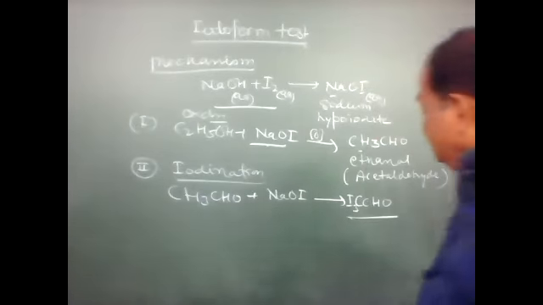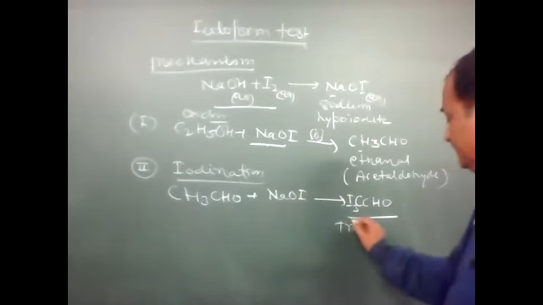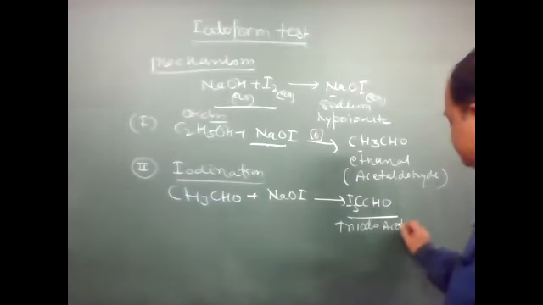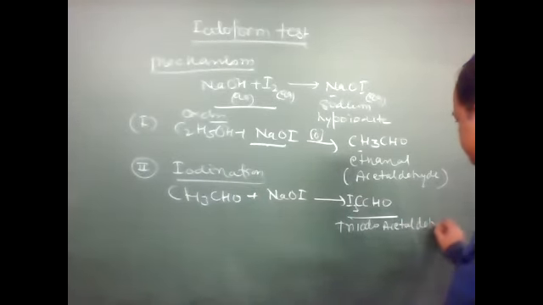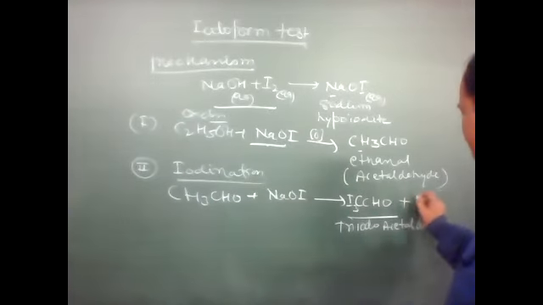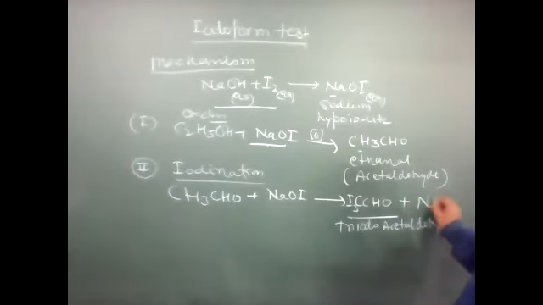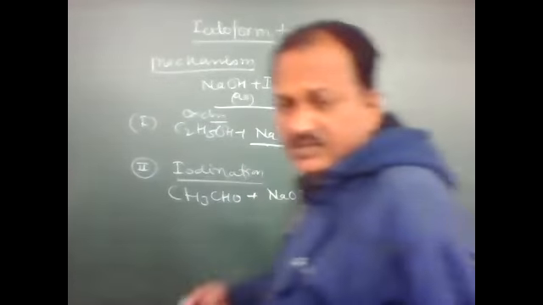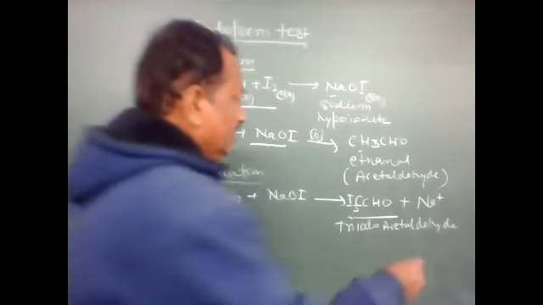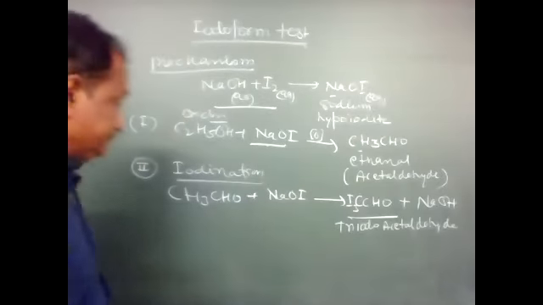This is I3CCHO. This is triiodoacetaldehyde. Triiodoacetaldehyde, and here there will be this sodium ion, NaOH rather, NaOH will be generated in turn.